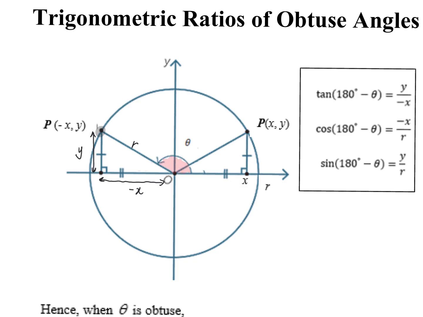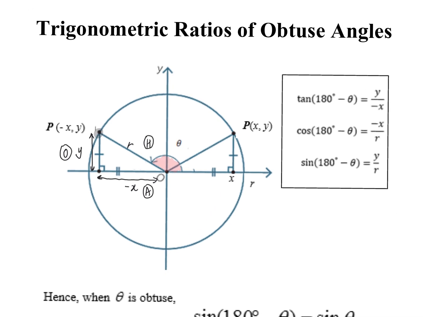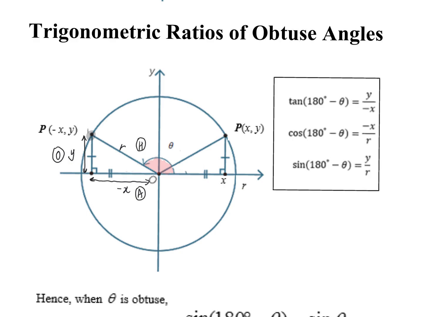what happens to my H, A, O? So we apply the same rule. So my HAO in this case will become what? What is my tangent now? O over A. So my O, no problem, is still Y, but my A is negative X. So can you see that my ratio become negative for tangent already in the second quadrant?